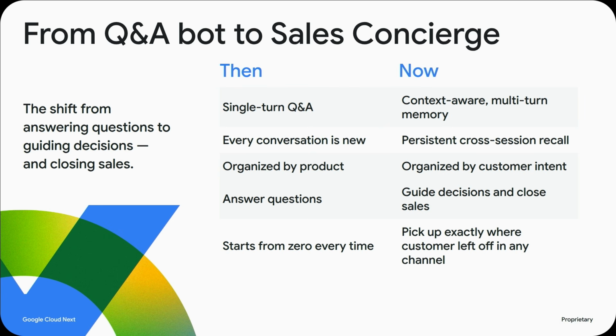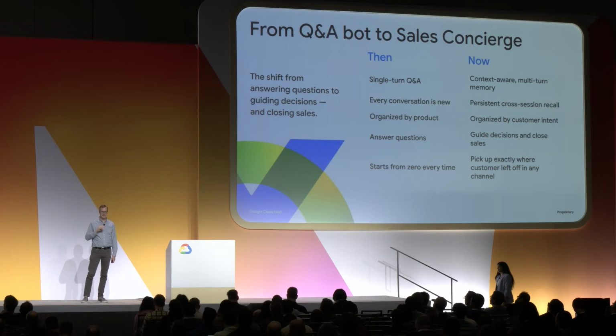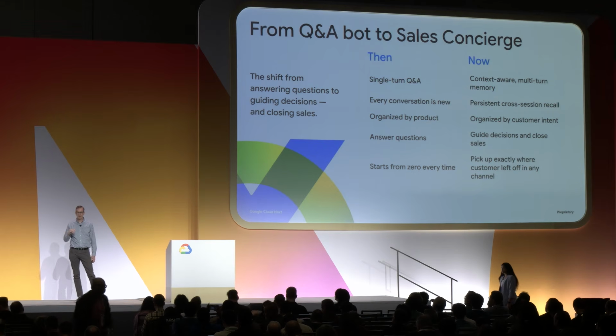And most importantly, they retain the context. They retain the context across sessions. They retain that context from channel to channel. So if you are browsing on our website today, and then you come back a week from now and you engage in a chat agent, that context is immediately well understood and can be picked up by that agent.